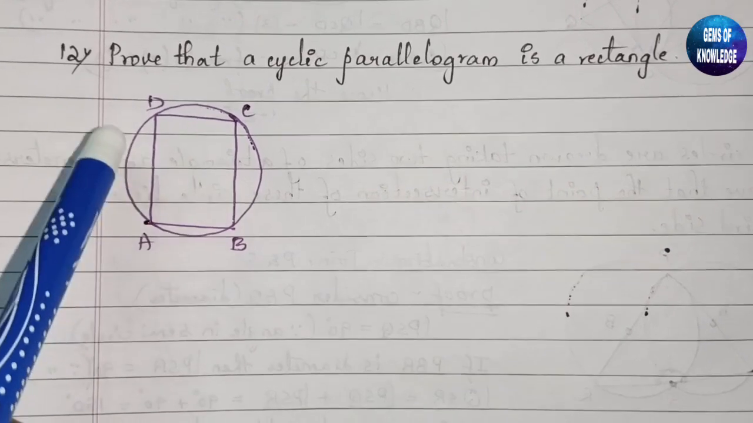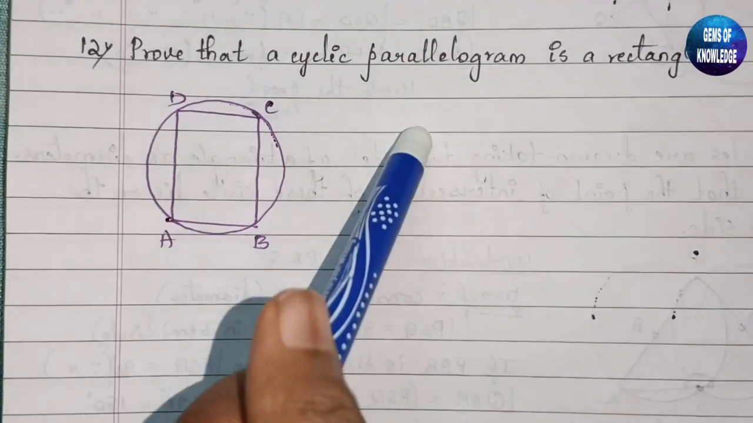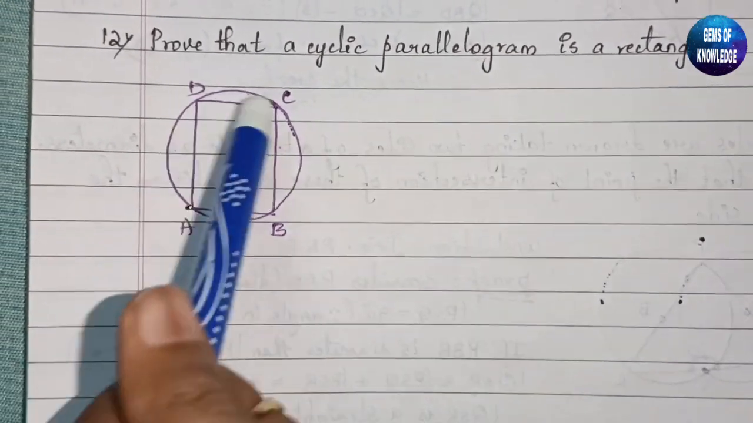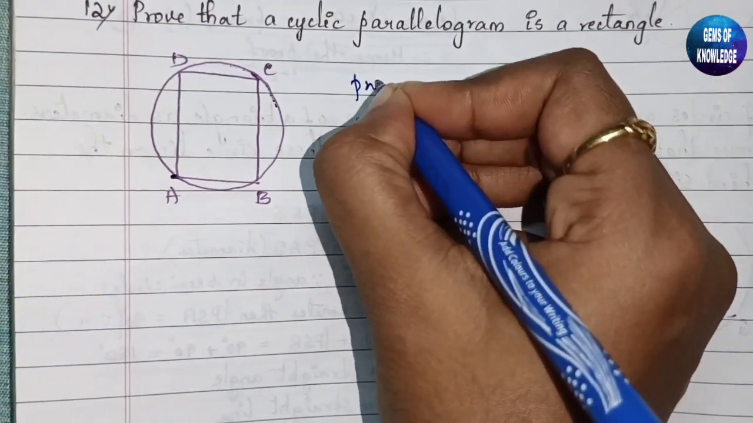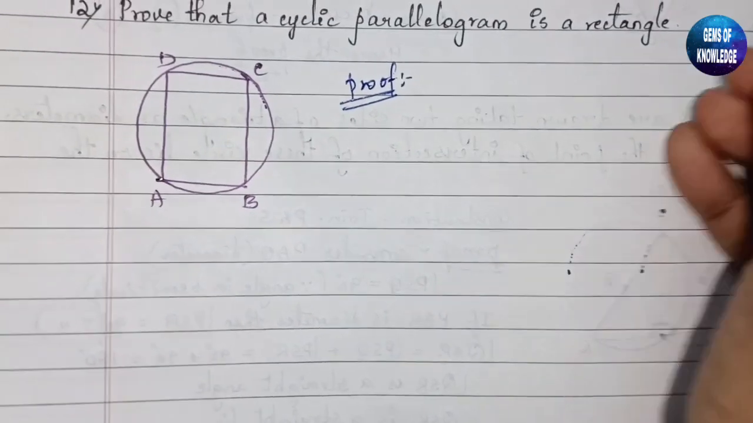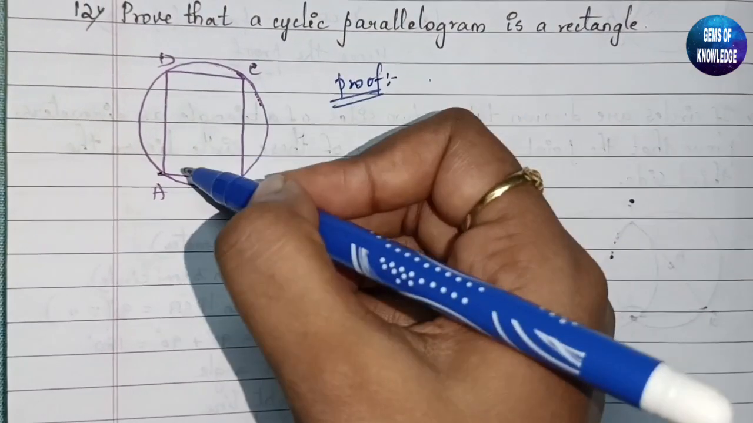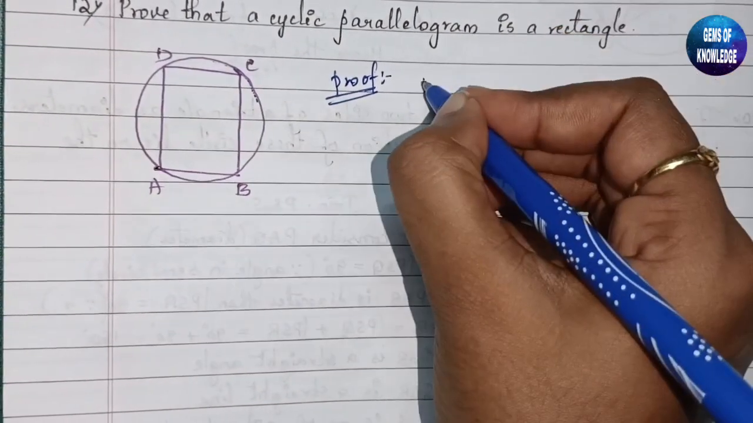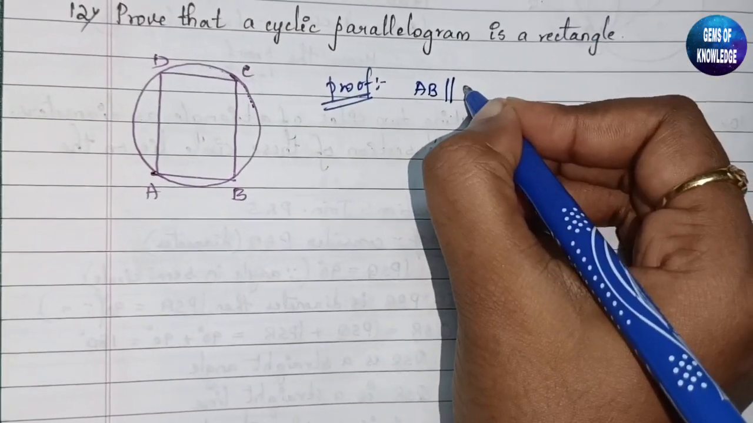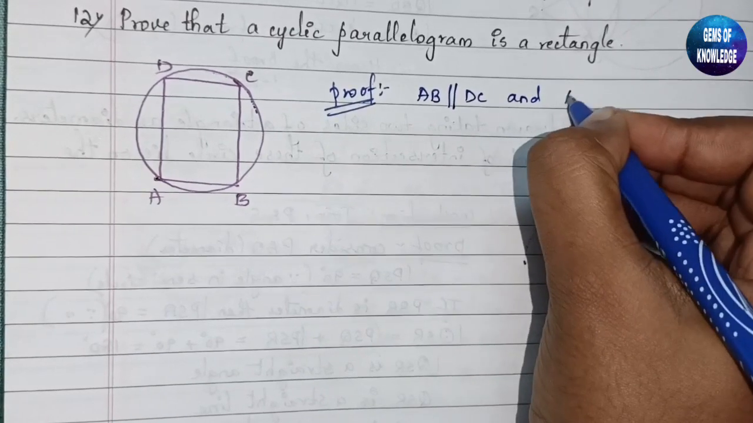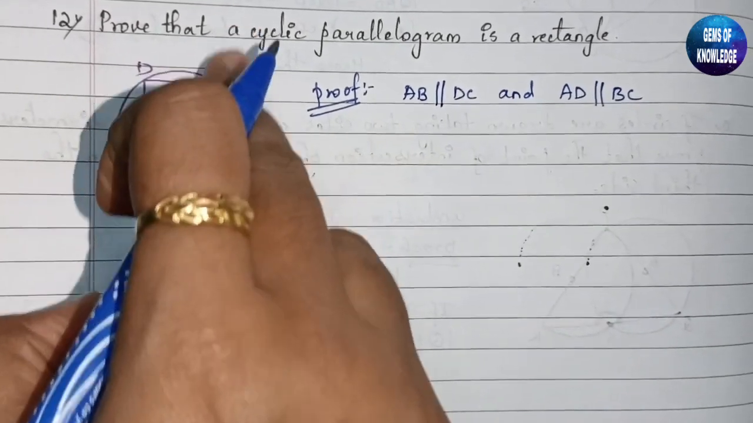Okay, so the question is, prove that a cyclic parallelogram is a rectangle. We should show that this cyclic parallelogram is a rectangle. Directly they have given that this figure is a cyclic parallelogram. In a parallelogram, opposite sides are equal, so we can write AB is equal to DC, and AD is parallel to BC.